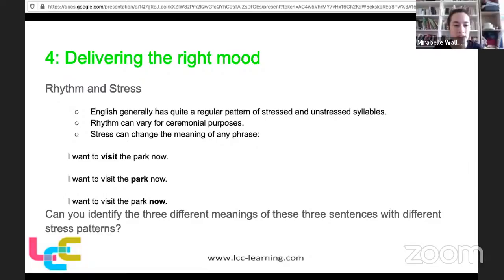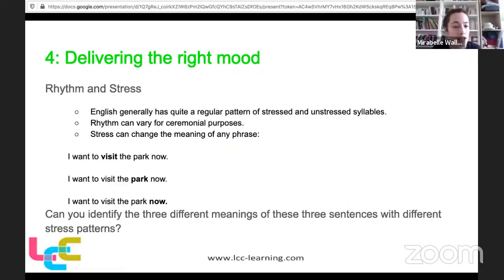So rhythm and stress. English generally has quite a regular pattern of stressed and unstressed syllables. So the normal stereotype of the way English sounds is da-dum, da-dum, da-dum, da-dum, da-dum. That's how you would caricature our language, or the English language. But rhythm can vary for ceremonial purposes. So if you're giving a speech, you can disrupt your normal rhythm of pattern of talking.